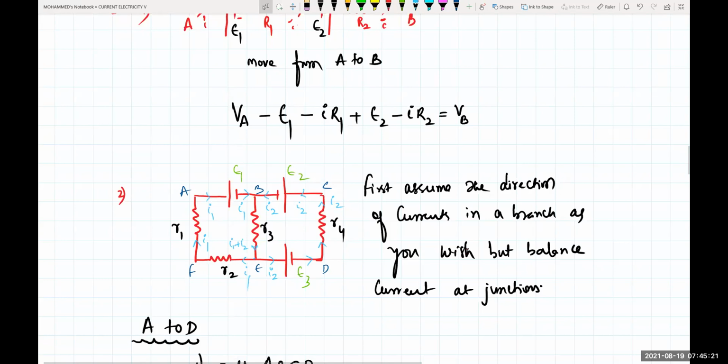Now, if I'm taking the current direction right now, say for example, from here there is a flow of current. From A to B, the current coming out is what for me? I1. From C to B, another current is coming, that is nothing but I2.